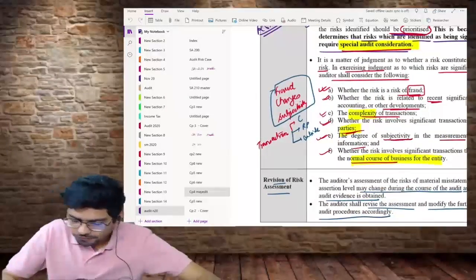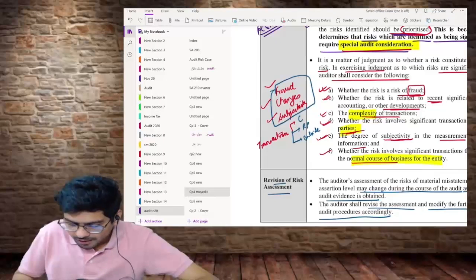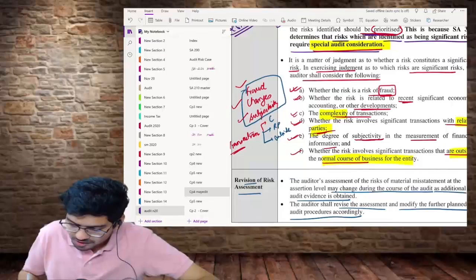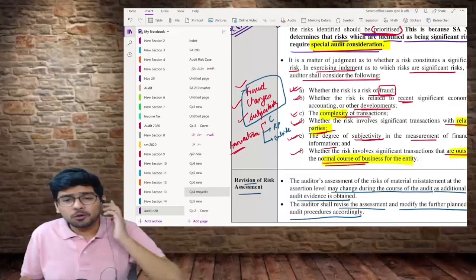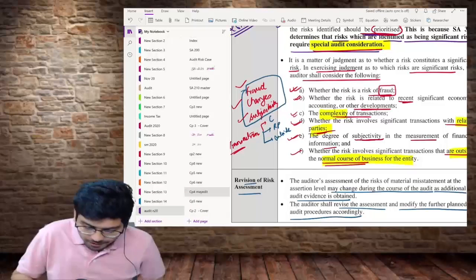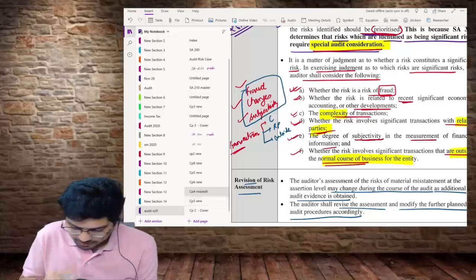I told you that there is fraud, there are developments or changes, subjectivity involved, then 3 points with respect to transactions. That a lot of complex transactions are there, transactions with related parties, and transactions outside the normal course of business. So these factors help us in determining the risks which are actually significant in nature, significant risk.